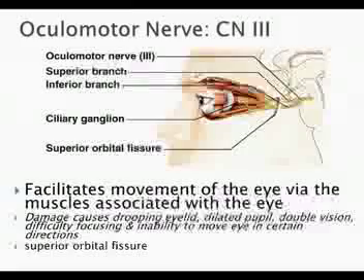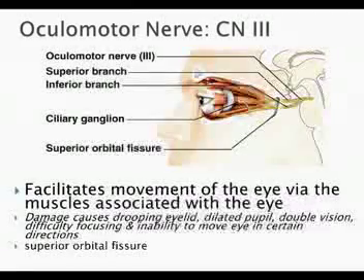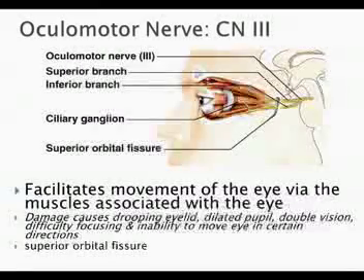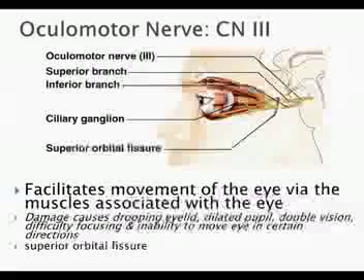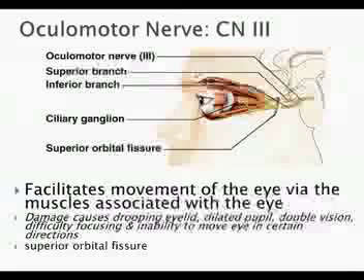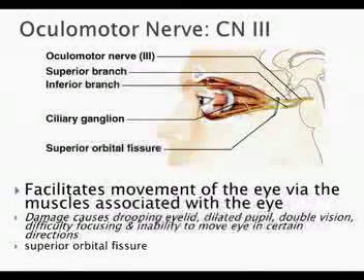CN3 is the oculomotor nerve. The next couple of nerves really deal with eye movement. Because we're such visual creatures, we have a lot of muscles and nerves committed to moving our eyes. We're also a very communicative species, so we have a lot of nerves going to our tongue as well. It's easier to lump these nerves into categories when you think about the main functions they are serving. Specifically, the oculomotor nerve, as you might guess, is going to facilitate movement of the eye via the muscles that are associated with the eye.